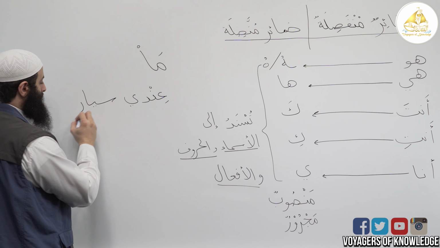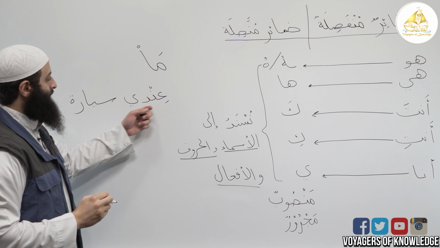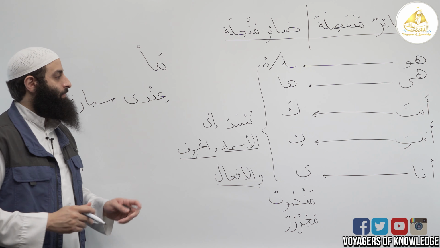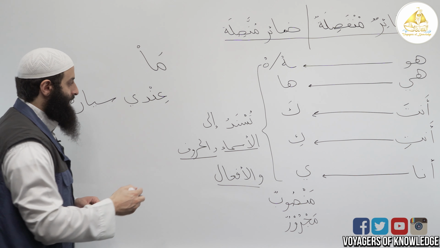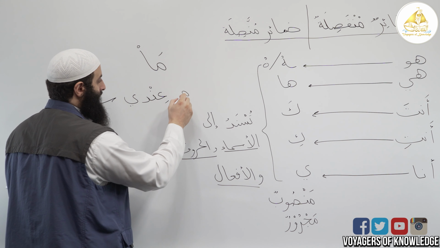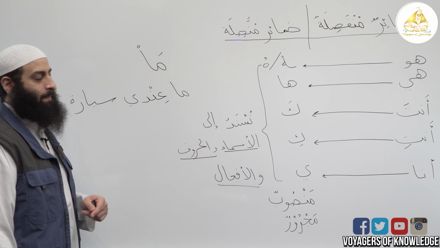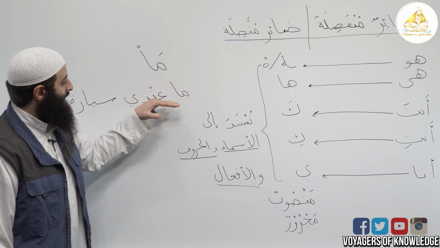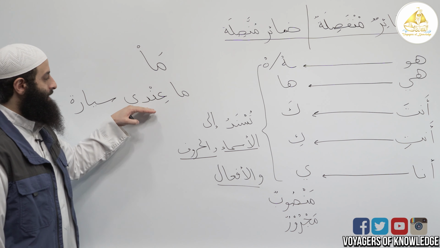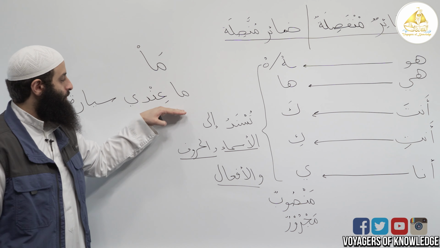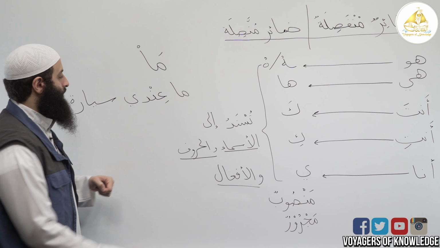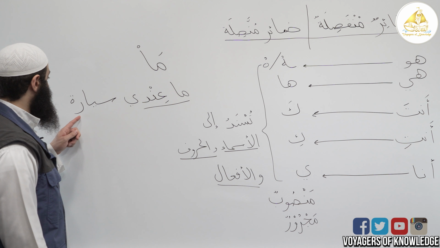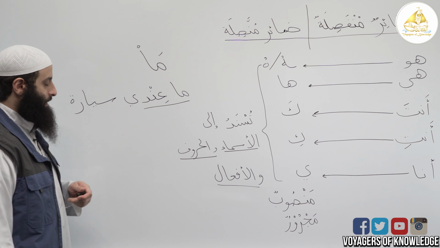سيارة. عندي سيارة. I have a car. If you put ma in front of that, it will say ma عندي. I do not have a car. I do not have when you say ma عندي. Alright? ما عندي سيارة. I do not have a car.